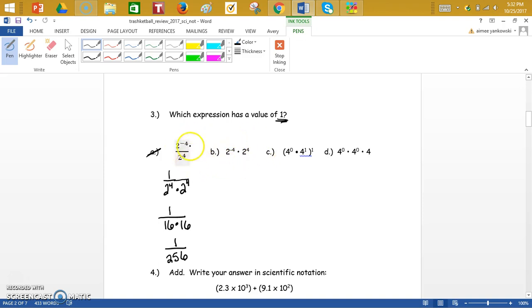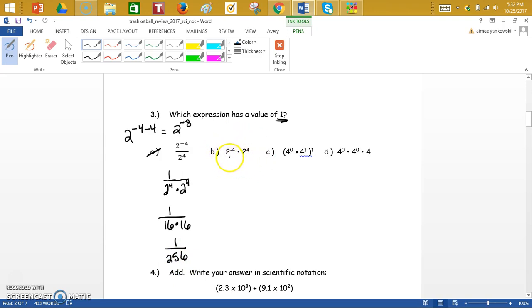Ooh, I'm going to talk about another way you could do letter A. Letter A, we could simplify using the laws of exponents. If you're dividing, you can keep the base and subtract the exponents. So this becomes 2 to the negative 4 on top minus 4. So that becomes 2 to the negative 8th power. 2 to the negative 8th is not 1. It's 1 over 256.